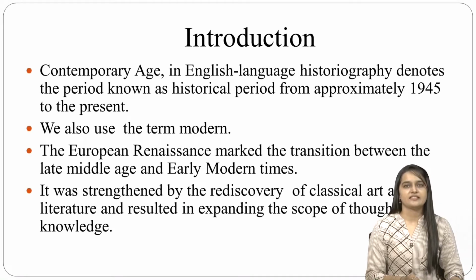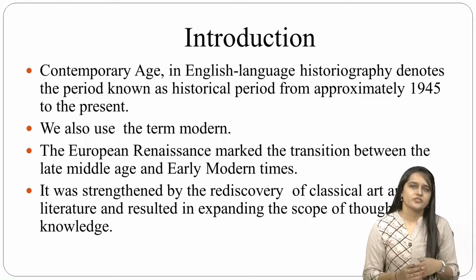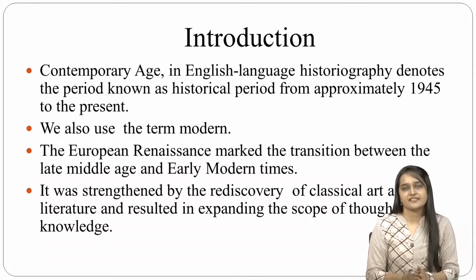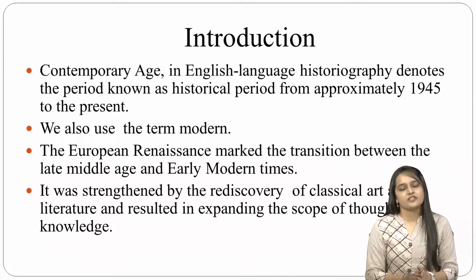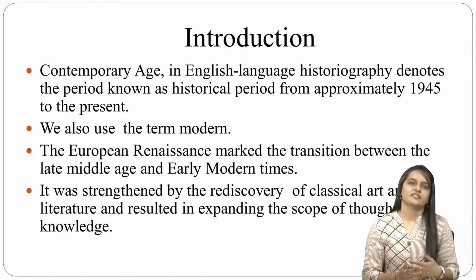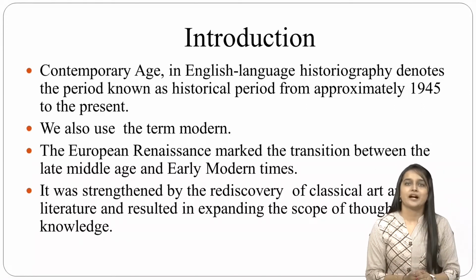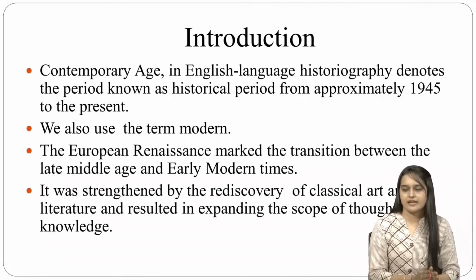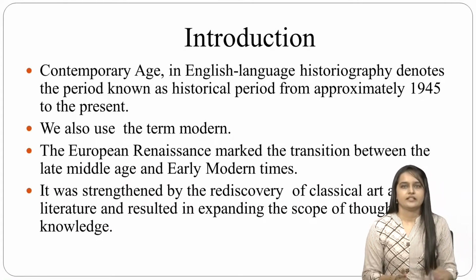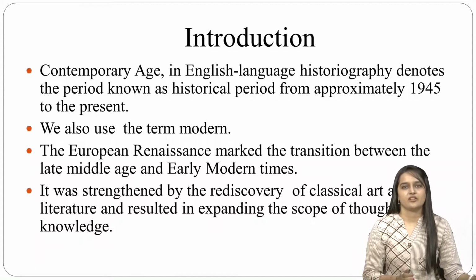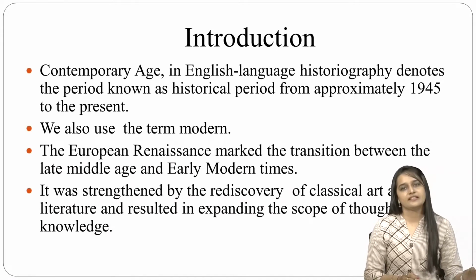Contemporary age in English language historiography denotes the period known as historical period from approximately 1945 to the present. Sometimes we also use the term modern, which was coined in the 16th century to indicate present or recent times. The European Renaissance started in Italy, marked the transition between the late Middle Age and early modern times. It was strengthened by the rediscovery of classical art and literature and resulted in expanding the scope of thought and knowledge.